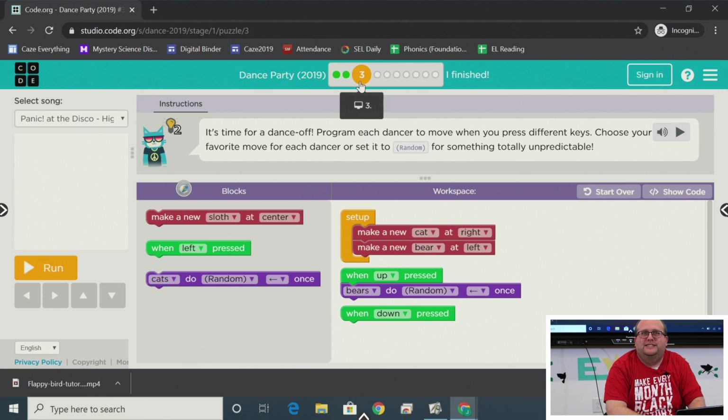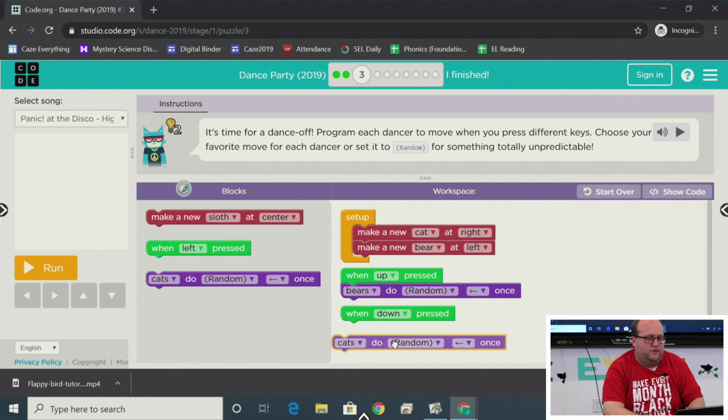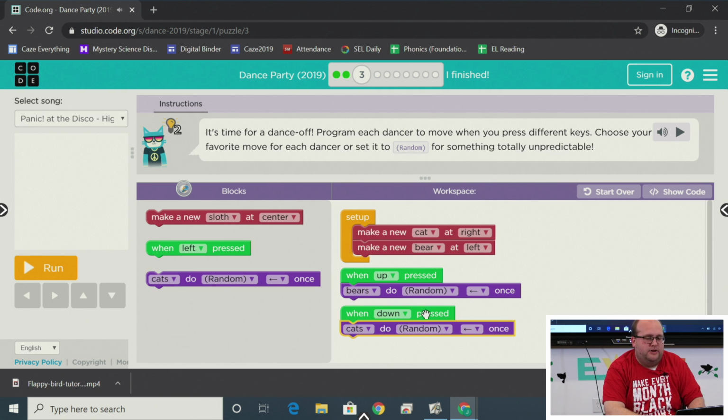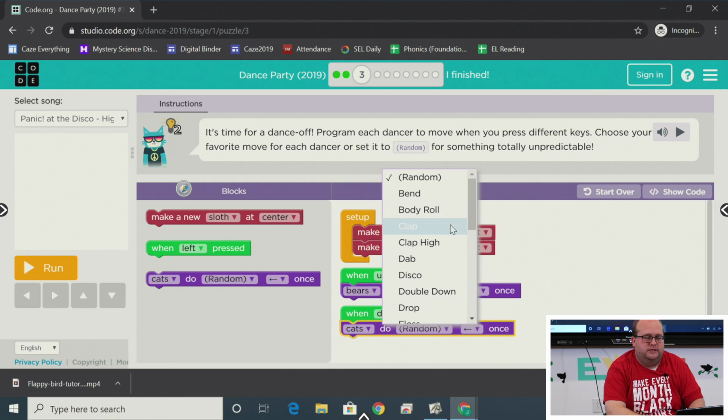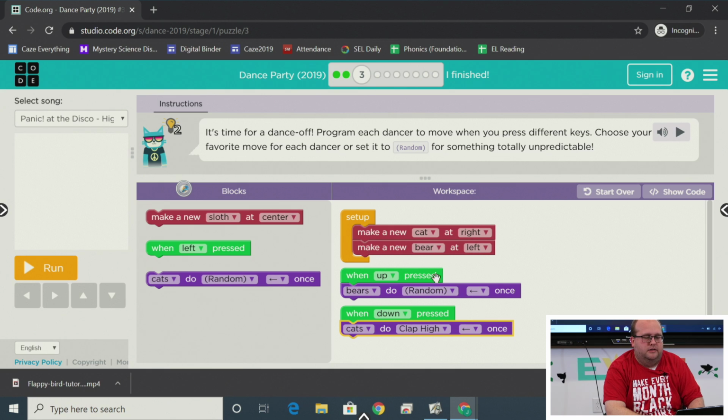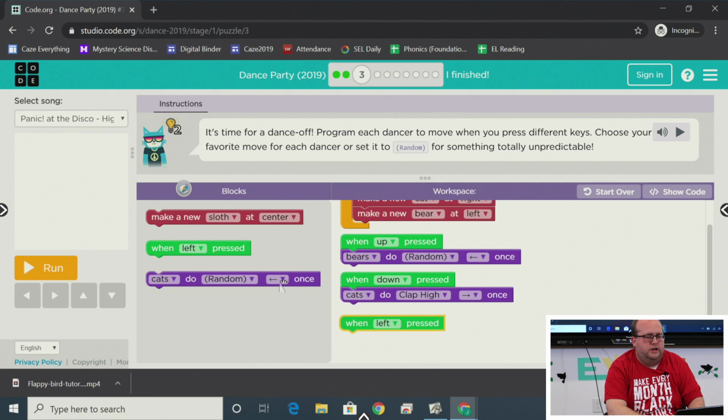Now I'm on step 3. You can see that at the top. Remember how I said you don't really need a lot of help to figure this out? You can do it on your own? I was right, wasn't I? So I'm going to drag this button over. Now it says when down is pressed, my cat can do, and I get to pick a new dance. I'm going to have him clap high. I'm going to have him go the other direction. And in this direction it says when, what direction is that? Left. If I want that, I just drag it over here.